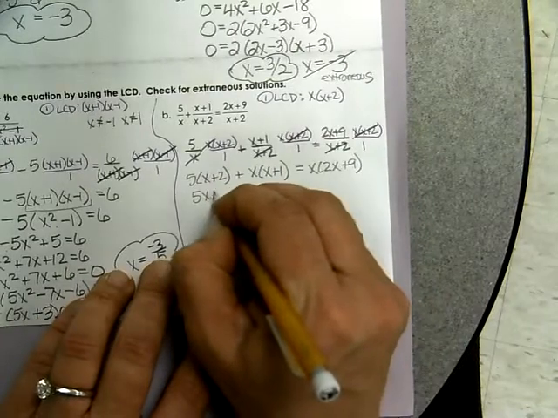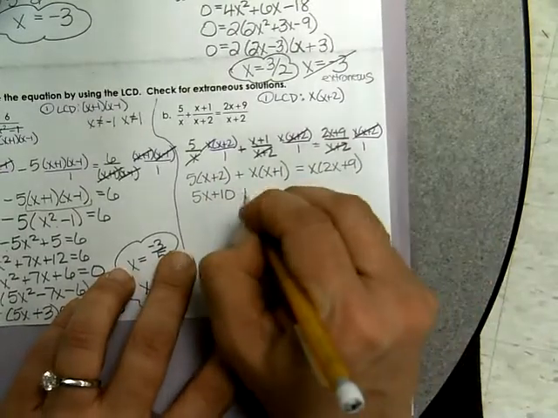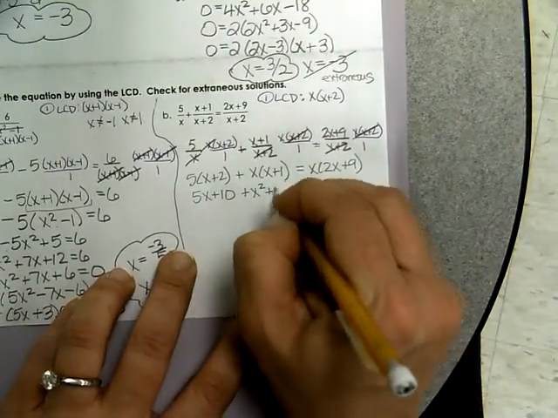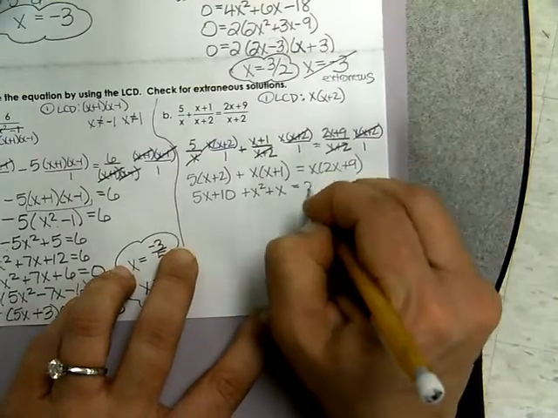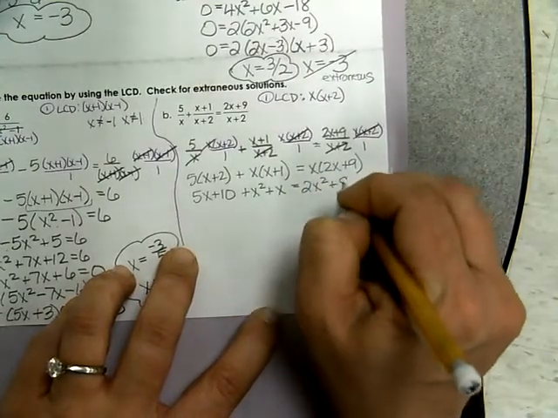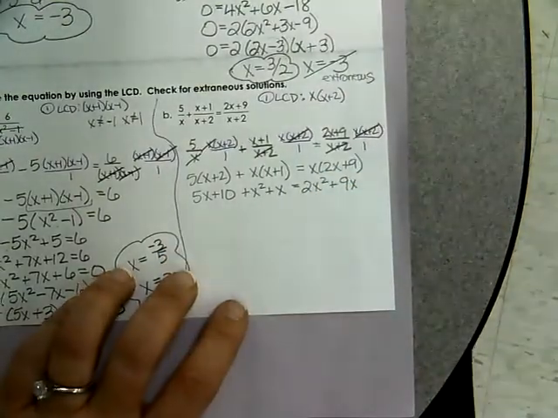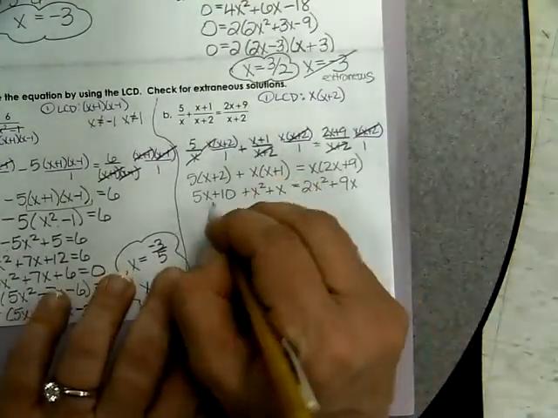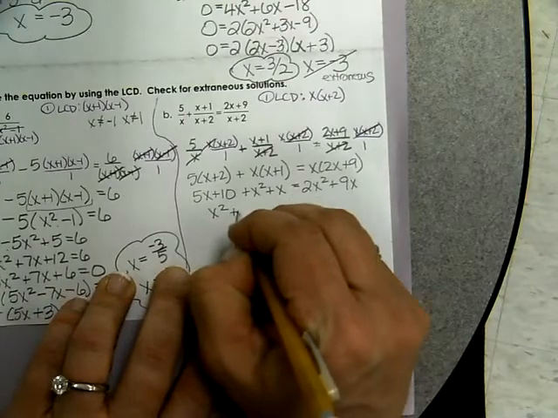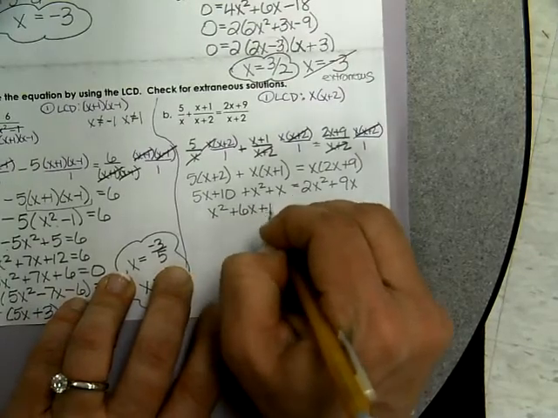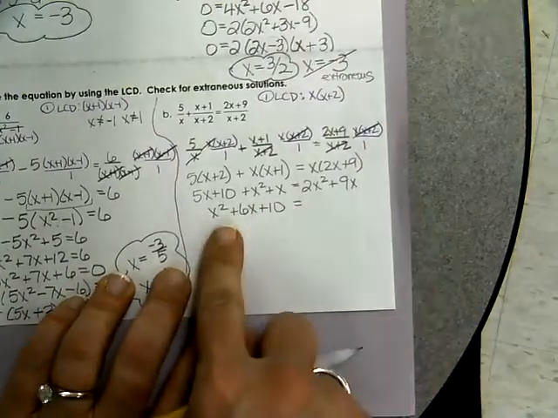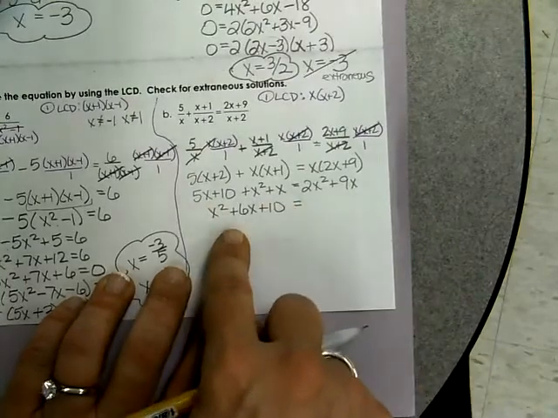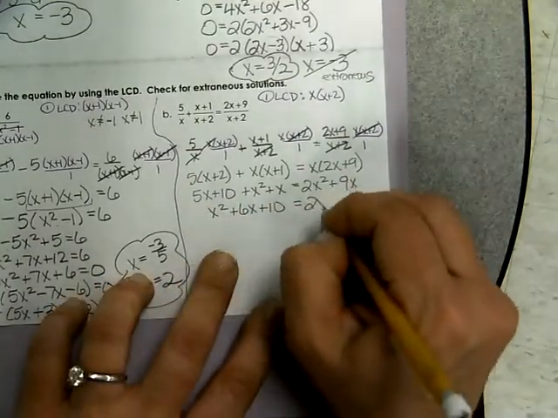So we know that we can distribute. And I'm seeing that I am having a quadratic. So I'll want to get one side equal to 0. Before I do that, though, I like to clean up each side. So I'm going to combine my like terms together. So here I can combine the 5x and x to make 6x.